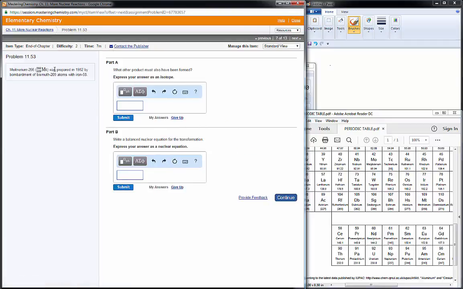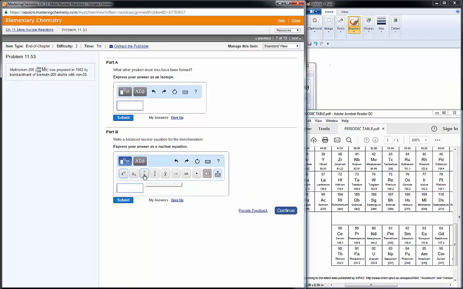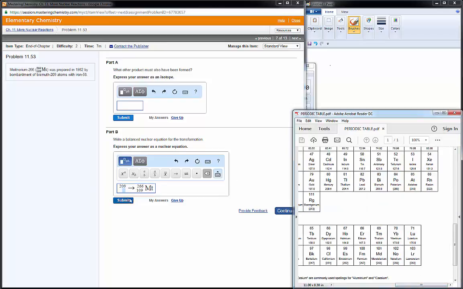All right. Meitnerium was prepared by the bombardment of bismuth-209 with iron-58. They want the balanced equation, so let's put that here. 266, 109. Now that was prepared, so that's the product. And that came from bismuth-209. Bismuth is 83.